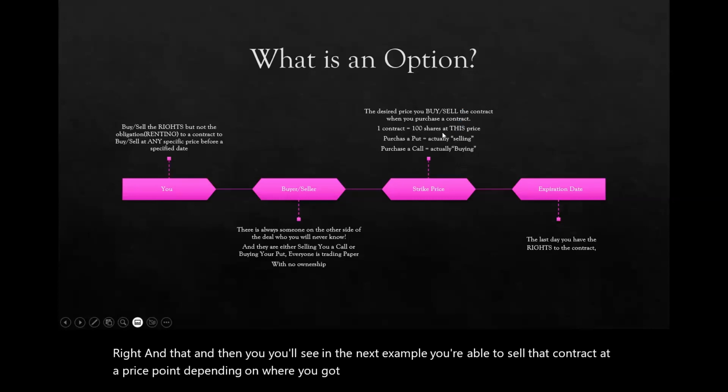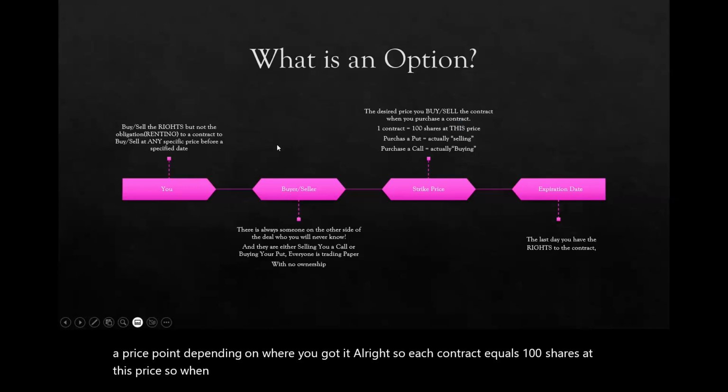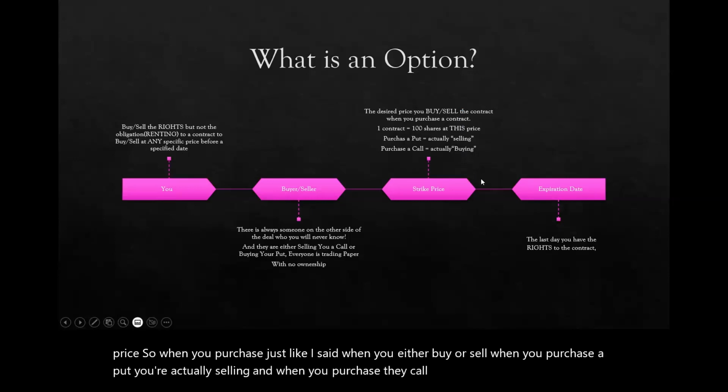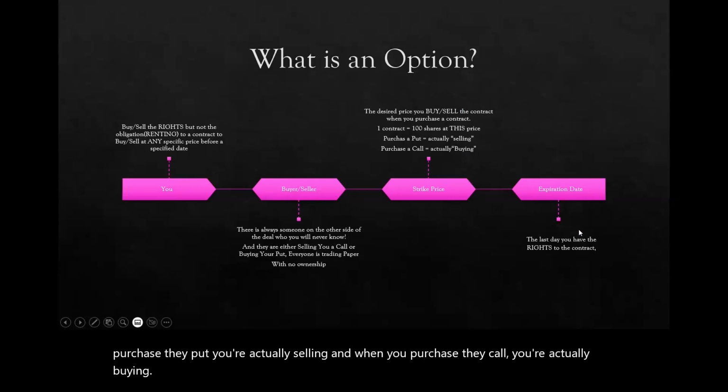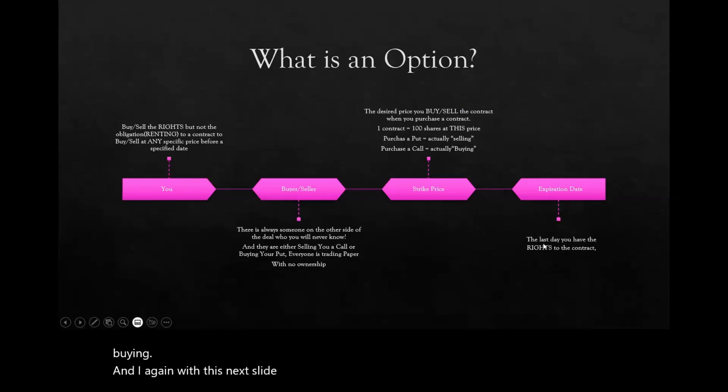So each contract equals 100 shares at this price. When you purchase, just like I said, when you either buy or sell, when you purchase a put, you're actually selling, and when you purchase a call, you're actually buying. And again, this next slide is going to break it down a little bit more for you guys.